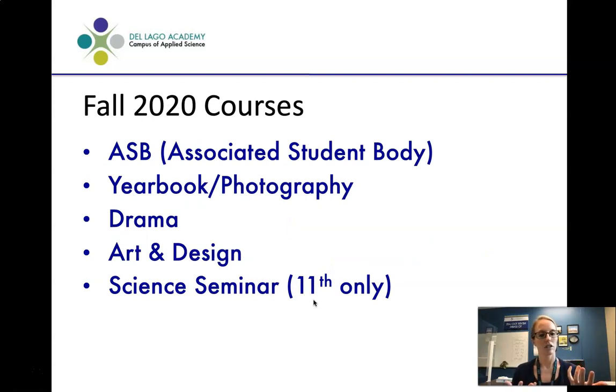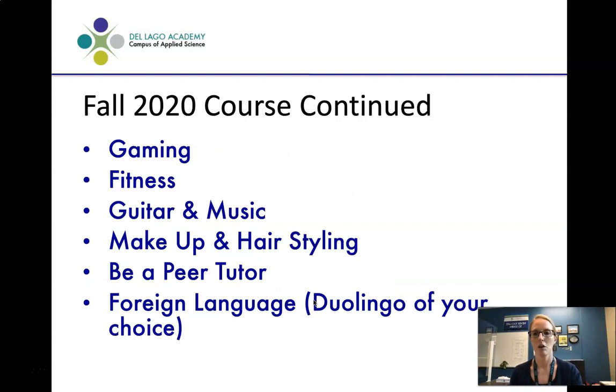I'm going to show you the courses that we're offering this fall, so you can see the variety of what kids can pick from. Some of these might be offered in the spring as well. They might not. It depends on what the scholars choose. So we have ASB, our student body. We have yearbook, drama, art and design, our science seminar, which is for our 11th graders taking honors science. We have gaming, fitness, guitar and music, makeup and hairstyling. Some scholars are peer tutors in our interventions.